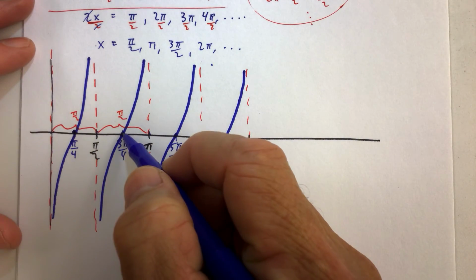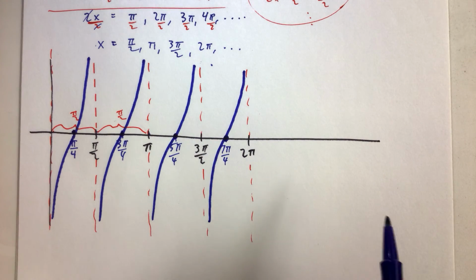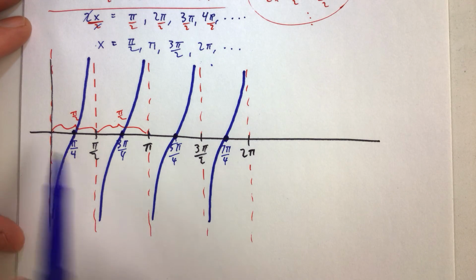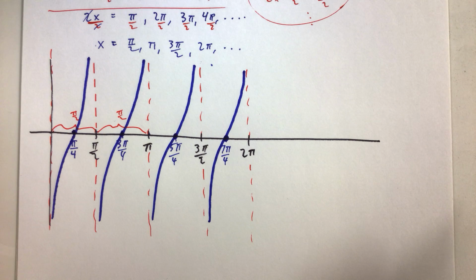It's just one last note. You want to make sure you label the important parts of this graph, and the important parts are the asymptotes and the intercepts. Those are the important parts of the graph. Okay, so there you go.